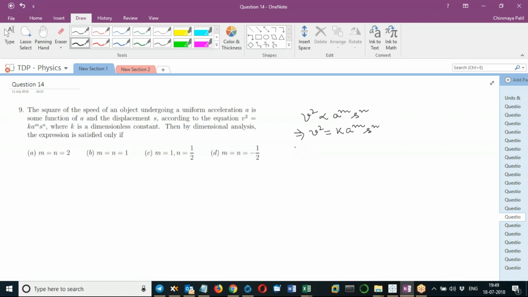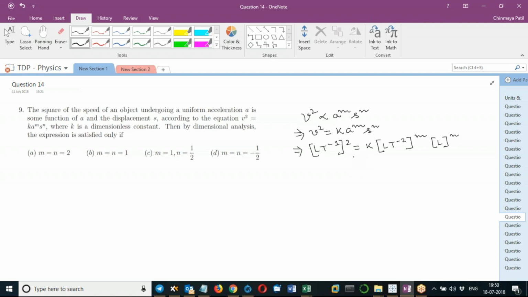So we know the dimension of velocity is L T power minus 1. So L T power minus 1 whole square is equal to k into a, where a is acceleration. We know acceleration is L T power minus 2, raised to power m, and s is displacement, which is nothing but L power n. Now what are m and n? m and n are integers.